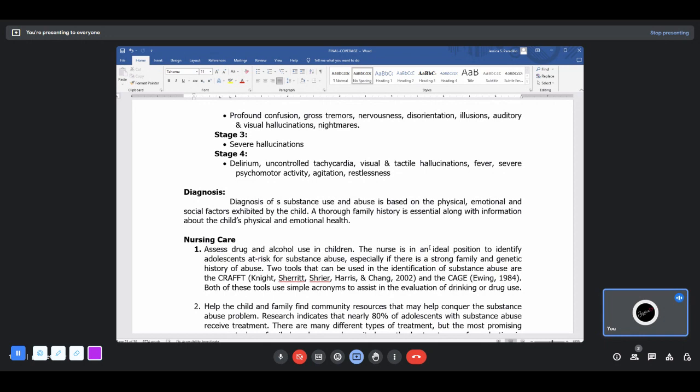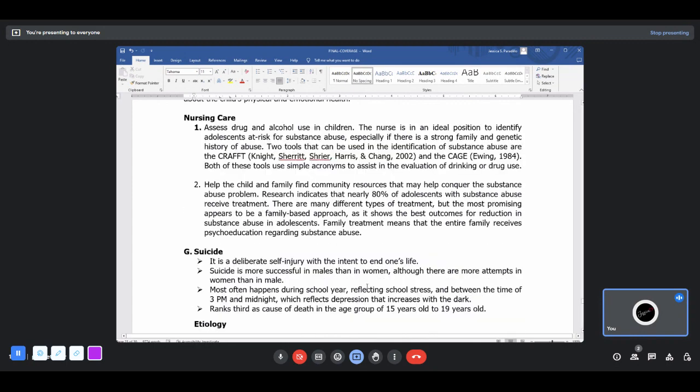Okay, for the diagnosis of substance abuse, it is based on the physical, emotional, and social factors exhibited by the child. A thorough family history is essential along with information about the child's physical and emotional health. So we have a nursing care here. Okay? Assess the drug and alcohol use in children, kung ano yung ginagamit. And then the nurse is in an ideal position to identify adolescents at risk for substance abuse. Okay? Especially if there is a strong family and genetic history of abuse.